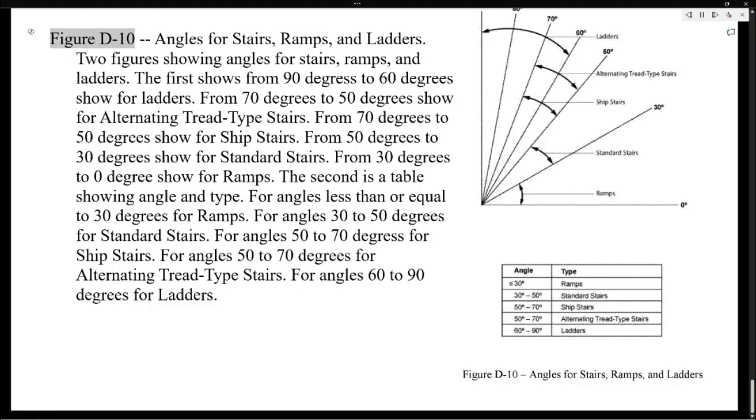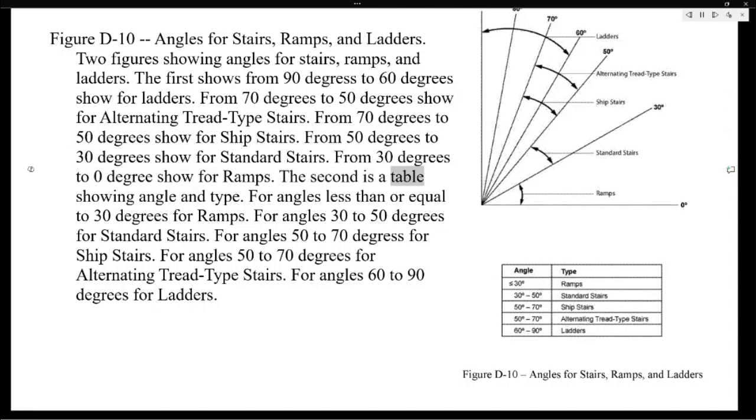Figure D-10, angles for stairs, ramps, and ladders. Two figures showing angles for stairs, ramps, and ladders. The first shows from 90 degrees to 60 degrees for ladders, from 70 degrees to 50 degrees for alternating tread type stairs, from 70 degrees to 50 degrees for ship stairs, from 50 degrees to 30 degrees for standard stairs, and from 30 degrees to 0 degrees for ramps.